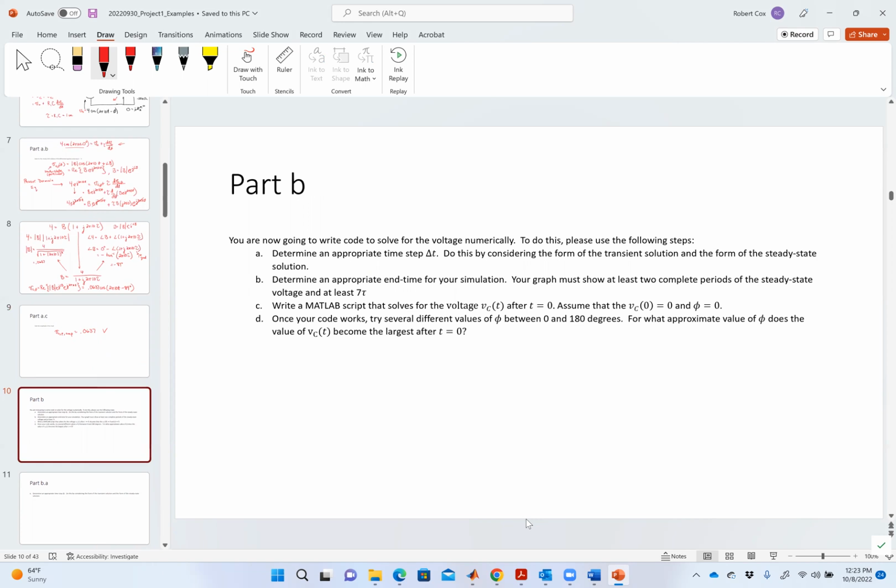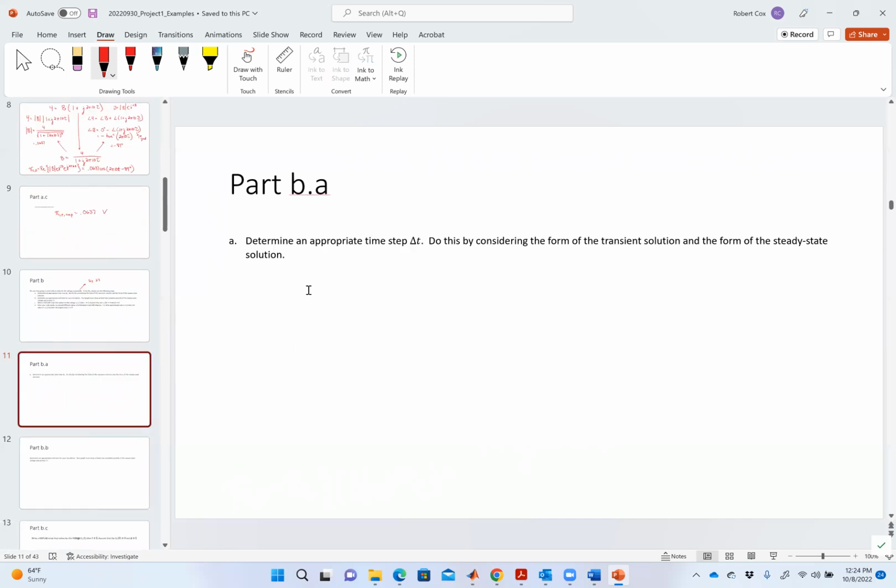This is what we learned how to do on September 23rd, so you should go back and look at how to do that. I'm going to try to go through that process with you. It basically tells me that I needed to go through a couple of steps, so let's watch those steps. First is determine an appropriate time step delta t. Do this by considering the form of the transient solution and the form of the steady state solution.